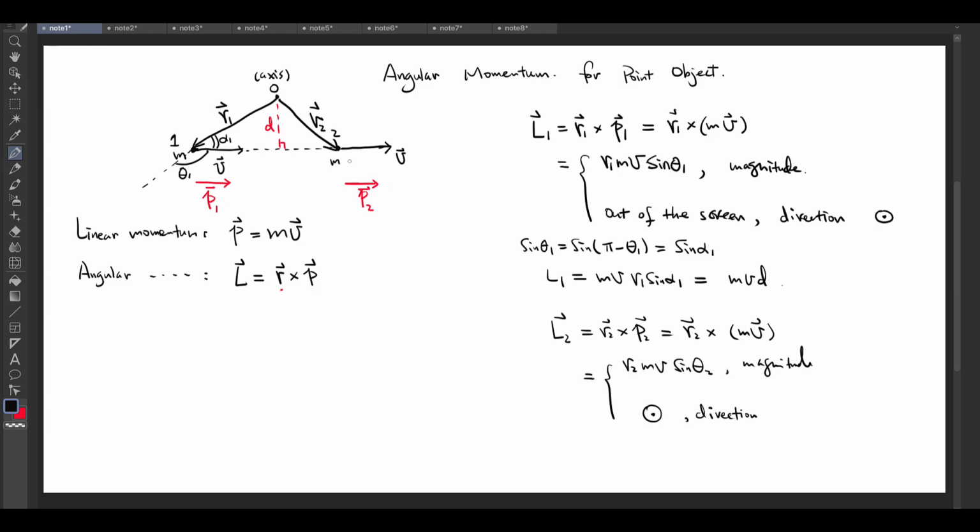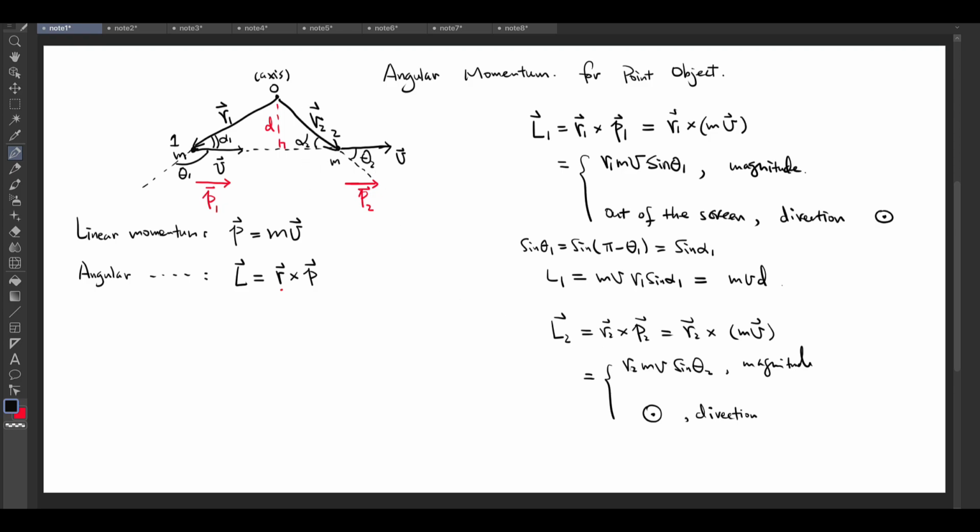So R2 is this way, right? So let me extend R2. And V is this direction, so that is angle theta 2, the angle between these two vectors. And that theta 2 equals this alpha 2. Okay? So that's why we can say we do the same thing.